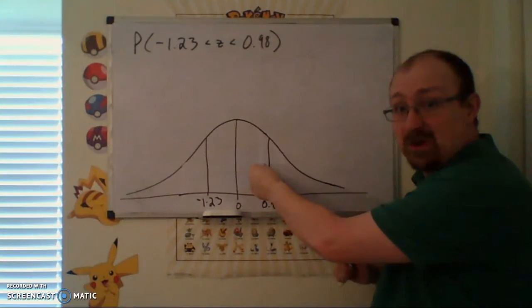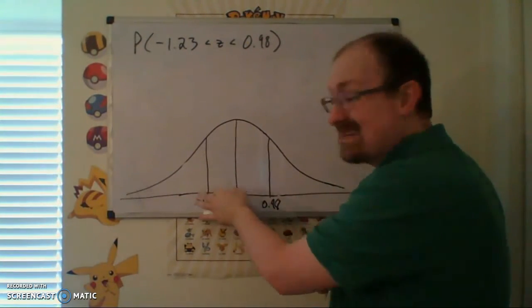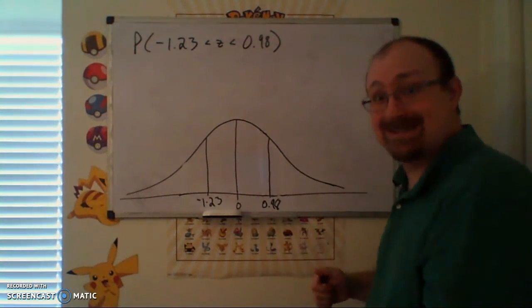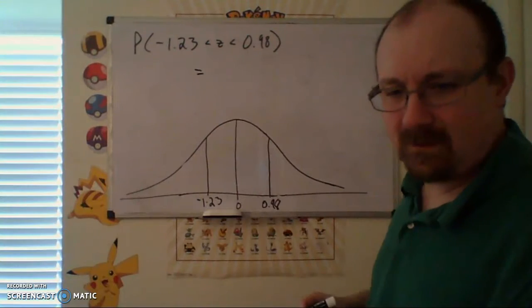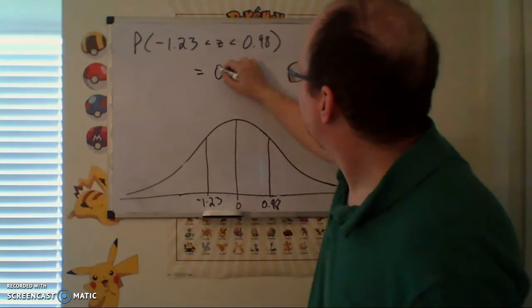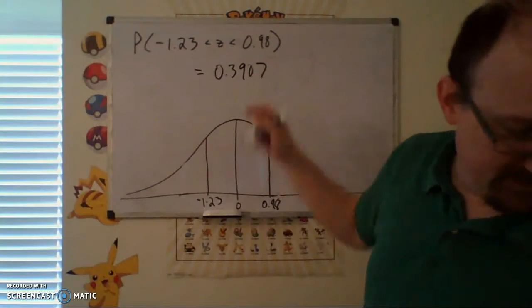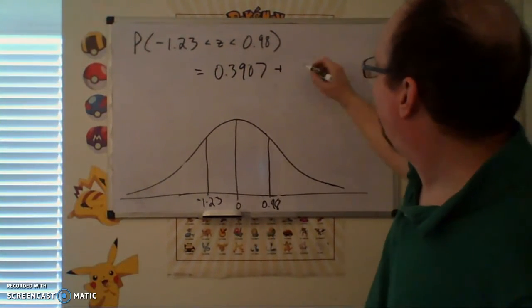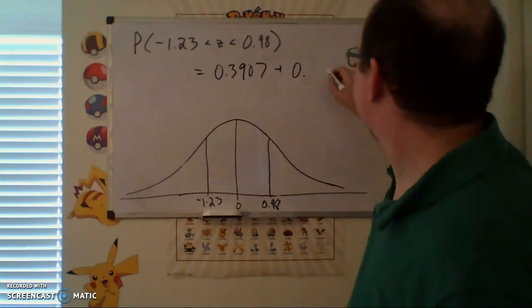This I can get from looking up 0.98 in my body table directly. This guy I can get by doing the mirror image thing and looking up positive 1.23 and then adding the results together. So let's see, when I did that, I got 0.3907 for the 1.23, yeah. And when I looked up 0.98, I had 0.3365.